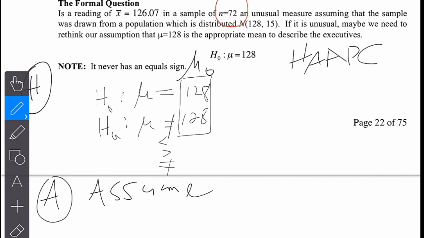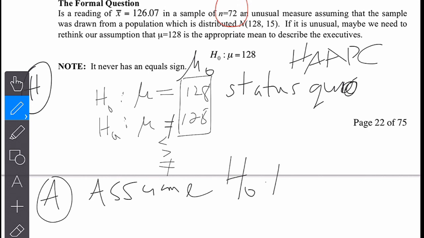This is the status quo in the null hypothesis. What people tend to believe. We have no reason not to believe it. Let's see if we have evidence against it. So we're going to assume it's true. Assume H0 is true. So we assume that mu equals mu0, the hypothesized mean of 128.